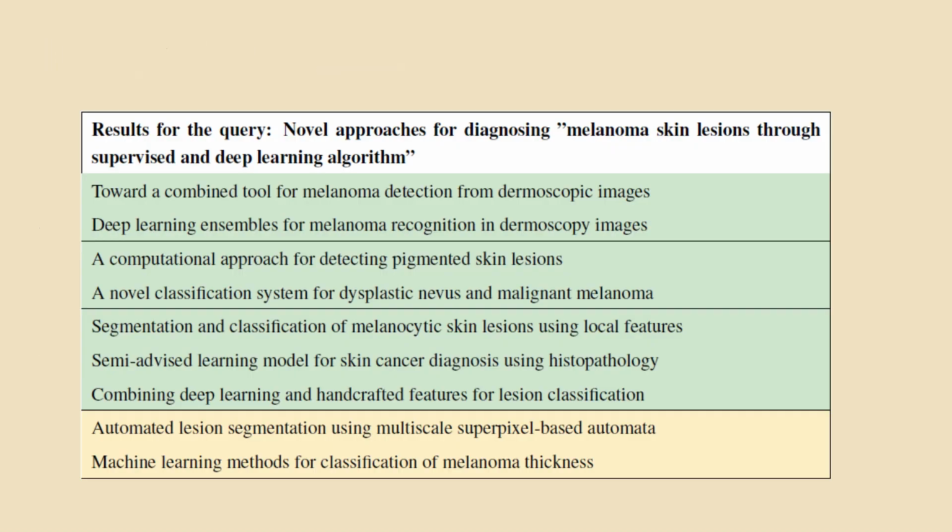Here is an example query that we tested for the paper Novel Approaches for Diagnosing Melanoma Skin Lesions Through Supervised and Deep Learning Algorithms. We can see that the results highlighted in green are highly relevant because there is some mention of computational or deep learning algorithms, melanoma detection, dermoscopy images, or skin lesions, which means that the first 8 results are highly relevant and even the last 2 are somewhat relevant.